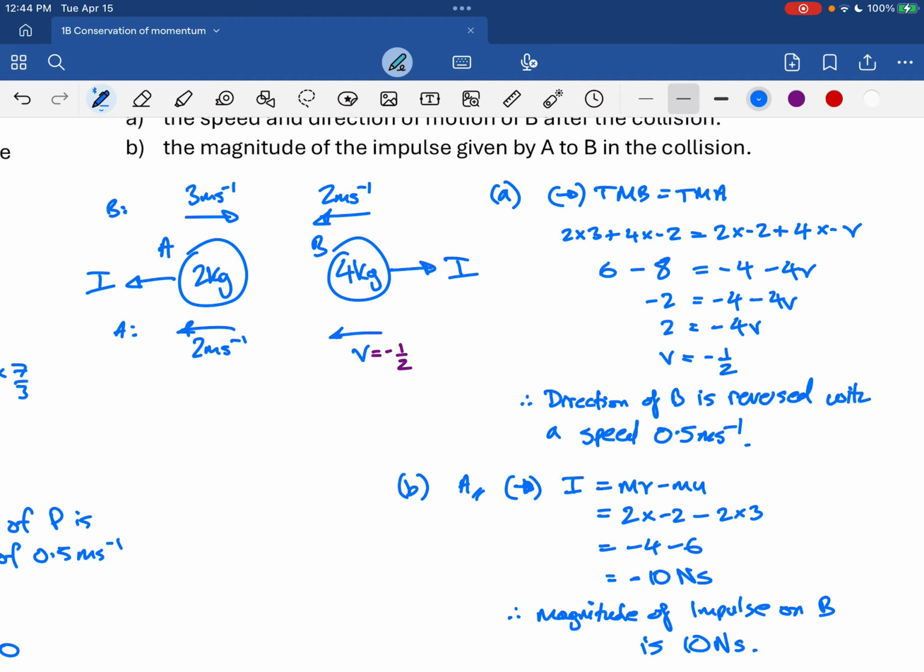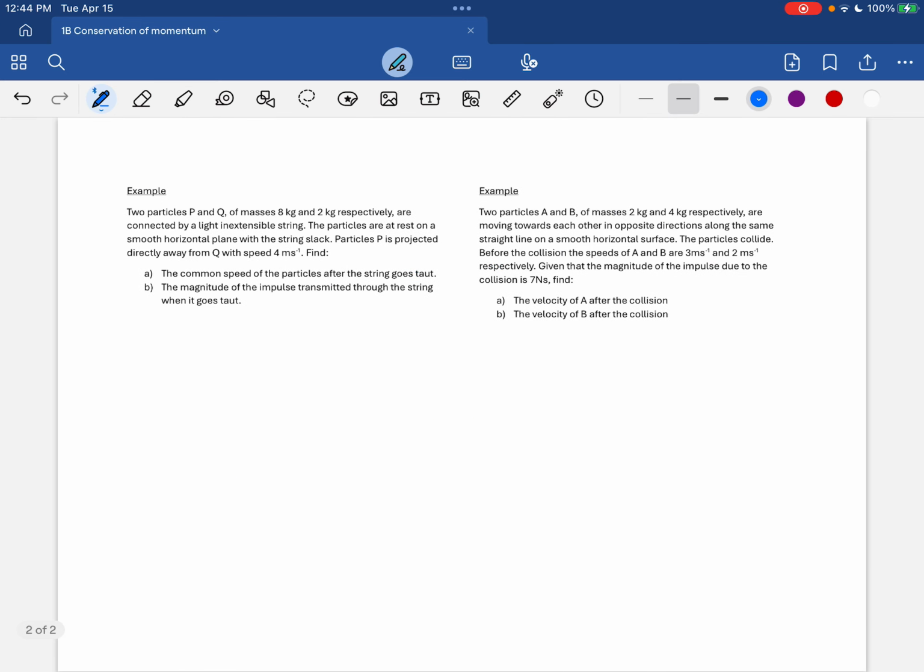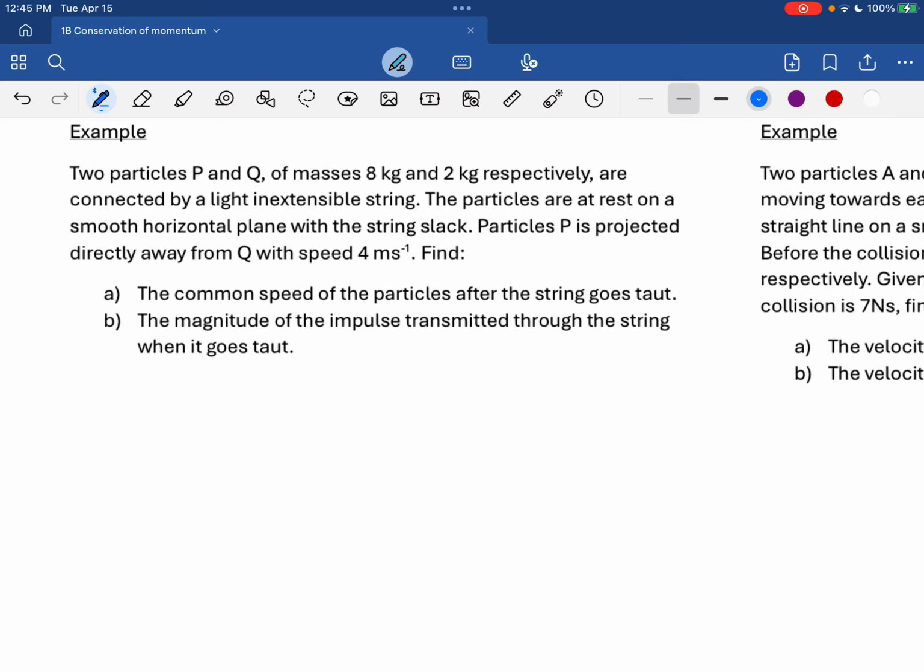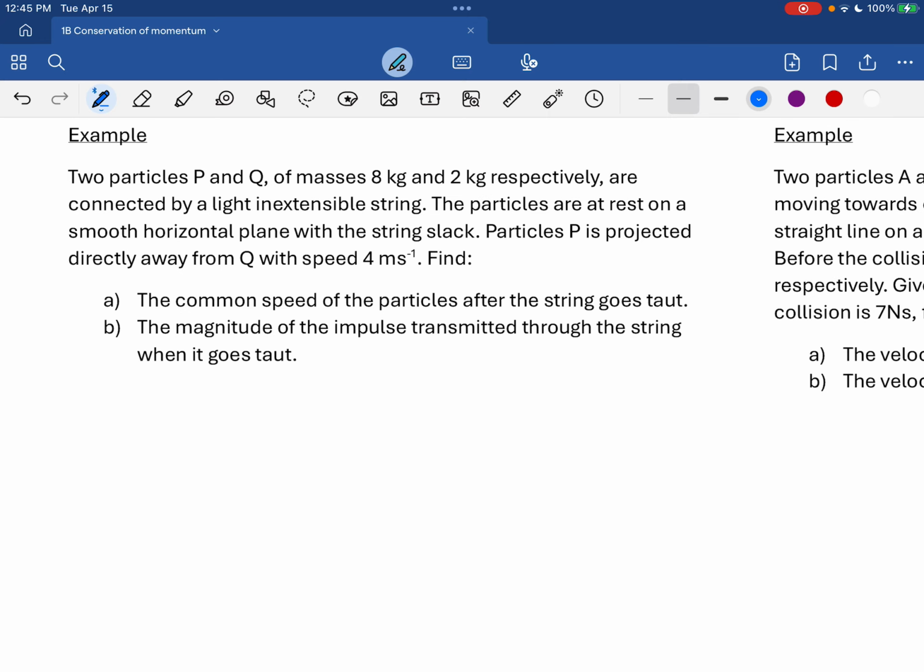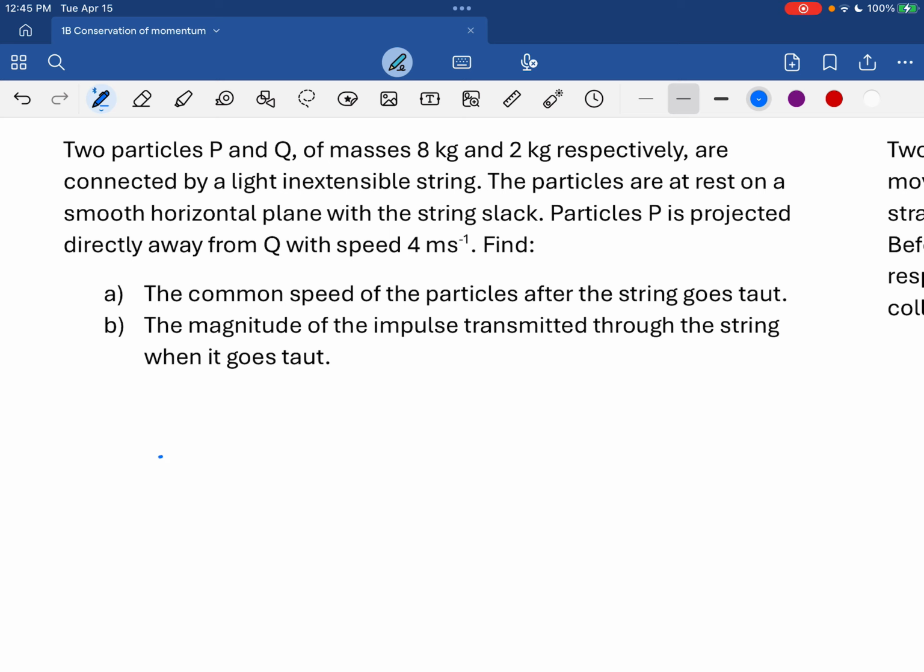So that's that second example now complete. We have 2 more to run through. So we're going to have another, not necessarily another collision here. So we have particles P and Q. Their masses are 8 and 2 kilograms respectively, but this time they're connected by a light inextensible string. So let's just start drawing that. So that's going to be P, that's going to be Q. This one's 8 kilograms, the other is 2. They're connected by this inextensible string. Particles are at rest on a smooth horizontal plane with the string slack. Particle P is projected directly away from Q with speed 4 meters per second, then it says to find something.